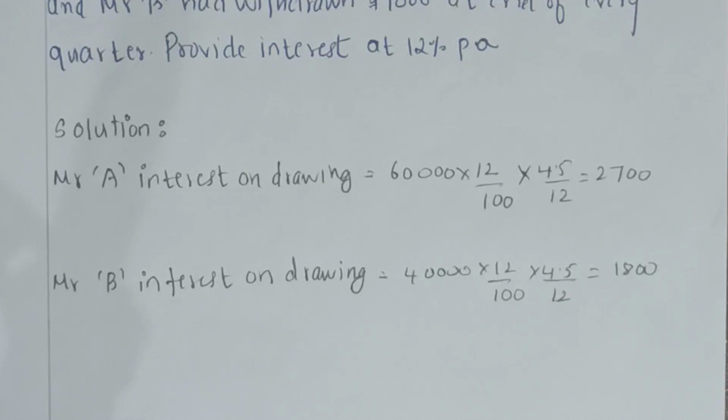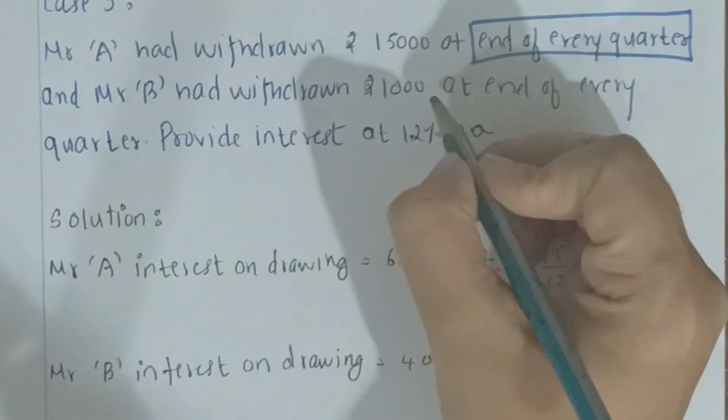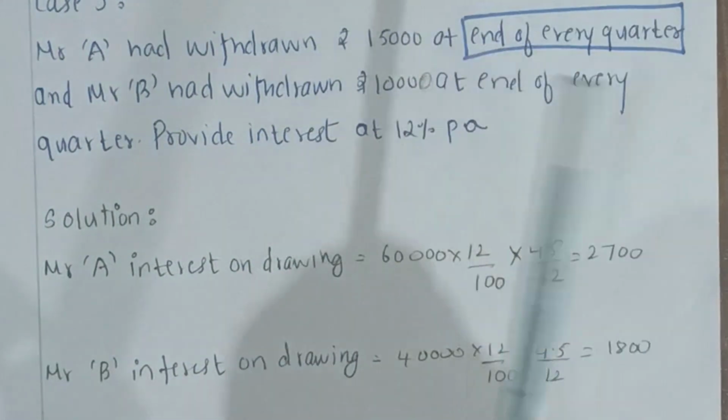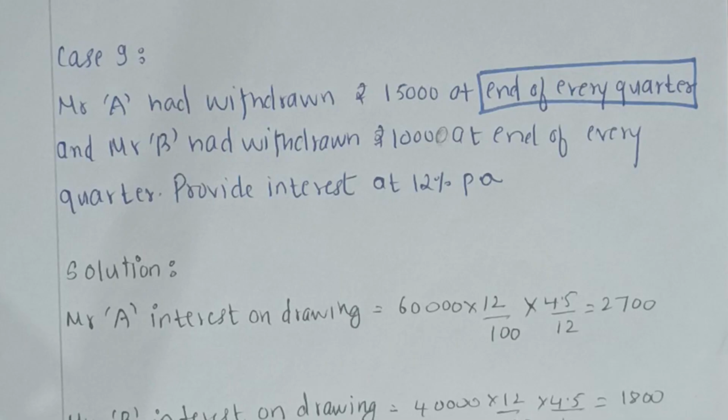And for Mr. B, interest on drawing will be 40,000 because it is 10,000 into 4. So 40,000 into 12 by 100 into 4.5 by 12, which will give us 1,800. Okay. So students, here I have made a mistake. I have written it as 1,000. It is actually 10,000. So please add one more zero. That's how we got 10,000 into 4, 40,000 into 12% into 4.5, which will give us 1,800.